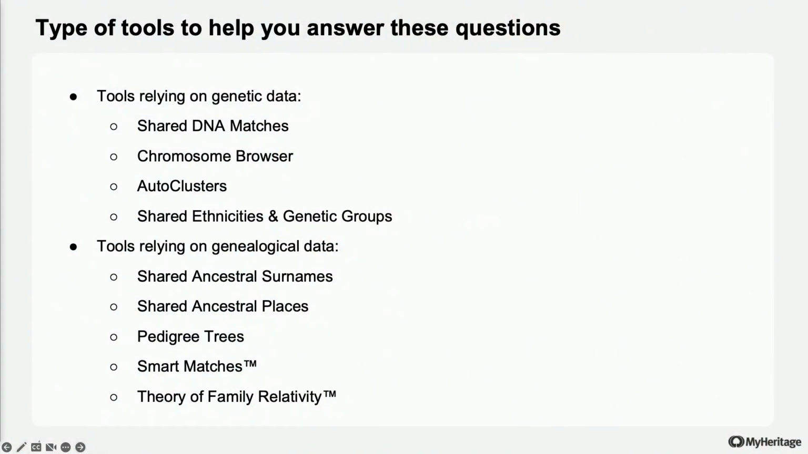So in MyHeritage, we have a lot of tools in our product suite to help you with that. And we like to define them by two types: tools that are relying on genetic data and tools that are relying on genealogical data. Now, they are both combined. You should always work with both, and both are helpful. But tools that rely on genetic data, you can mark under those the shared DNA matches, which are the matches that match you and other people. The chromosome browser to view DNA segments, autoclusters to identify family lines, and I will talk about it later on, and I will demonstrate how you can work with them. And there's also the shared ethnicities and genetic groups that you share with people. So for each match, you can see that.